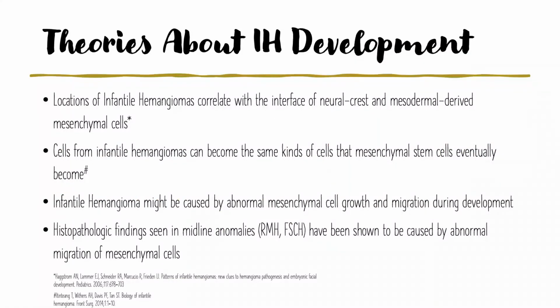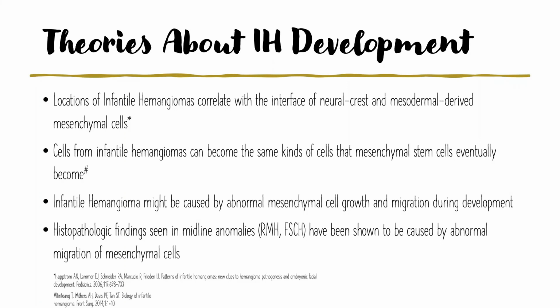Previous studies have mapped out the locations of infantile hemangiomas seen in children to look for a pattern. These studies found that common hemangioma boundaries, similar in many children, correspond to the meeting point between 2 different types of mesenchymal cells during development. This means that hemangiomas seem to appear in locations defined by mesenchymal cell migration. Additionally, other researchers have shown that cells from infantile hemangiomas can act like mesenchymal cells.